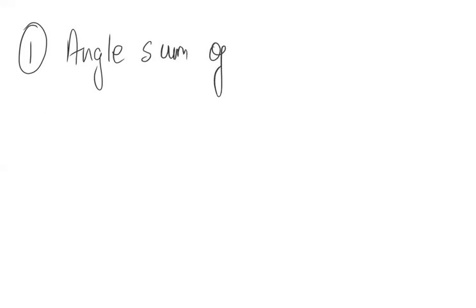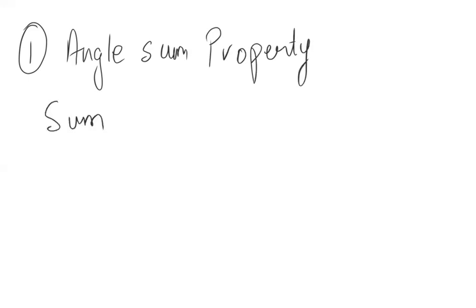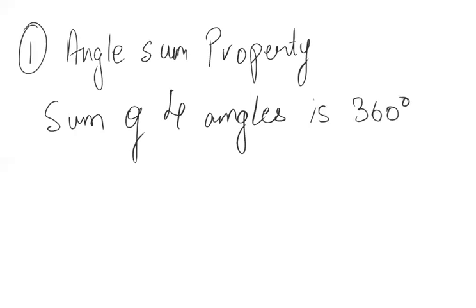Now, the first thing we're going to learn is the angle sum property. It's basically that the sum of all the angles in a quadrilateral is 360. You should know this. The sum of all the angles in a four-sided figure is 360. There can be only four angles because there are four sides, so the sum of the four angles is 360 degrees.